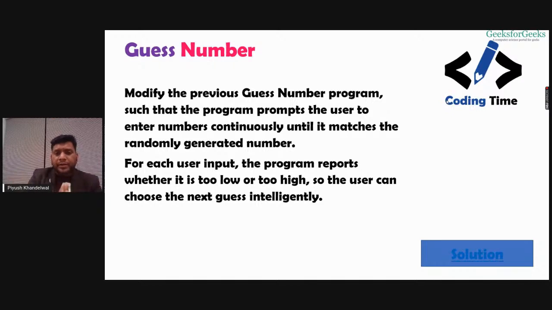But what I want is for the user to keep on guessing until he is able to make the correct guess. And our program should tell him whether his guess is low or high so that he can choose the next guess intelligently. So we are going to repeat this task of asking the user to input the guess, and we will tell him whether it's low, high, or correct. And we'll keep doing this until the user enters the correct guess.